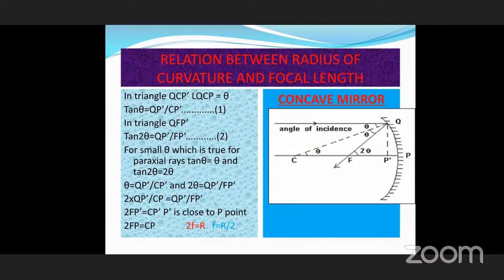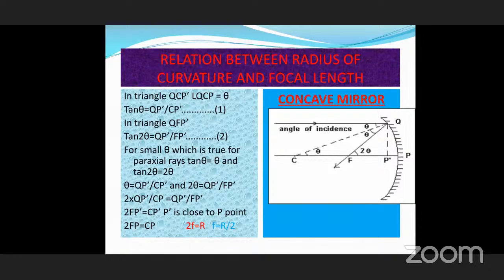Now let us see the derivation in this triangle QCP dash. You see in this triangle QCP dash, you have joined Q and a perpendicular line, which we call P dash. This is just a construction. What is the construction here? We have to draw the line CQ and QP dash, a perpendicular to the principal axis. Therefore, you can see two triangles with theta and 2 theta. Those two I am writing: QCP dash and QFP dash.